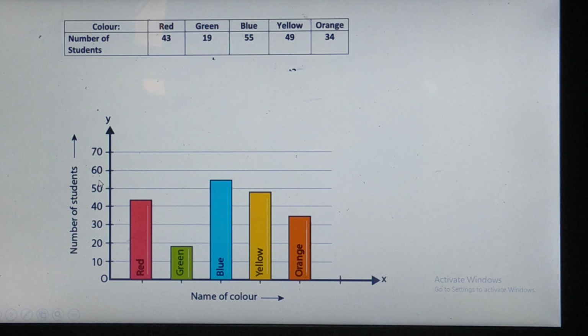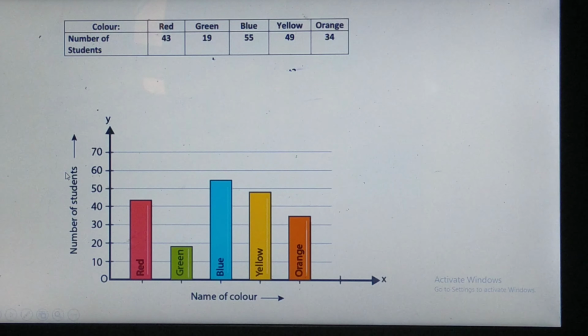And we have two pieces of information: the name of the color, and the number of students. So we are going to show the first information, the names of colors, on the x-axis. The second is the number of students, so you have to show that second form of data on the y-axis.